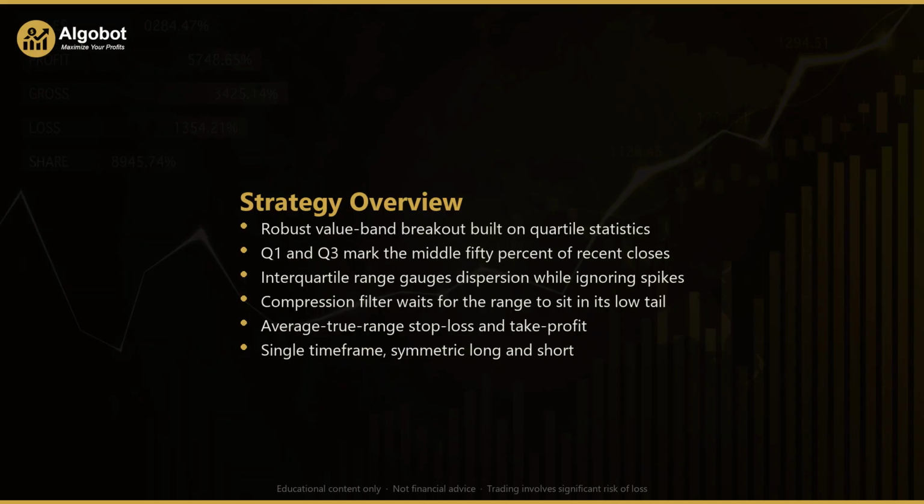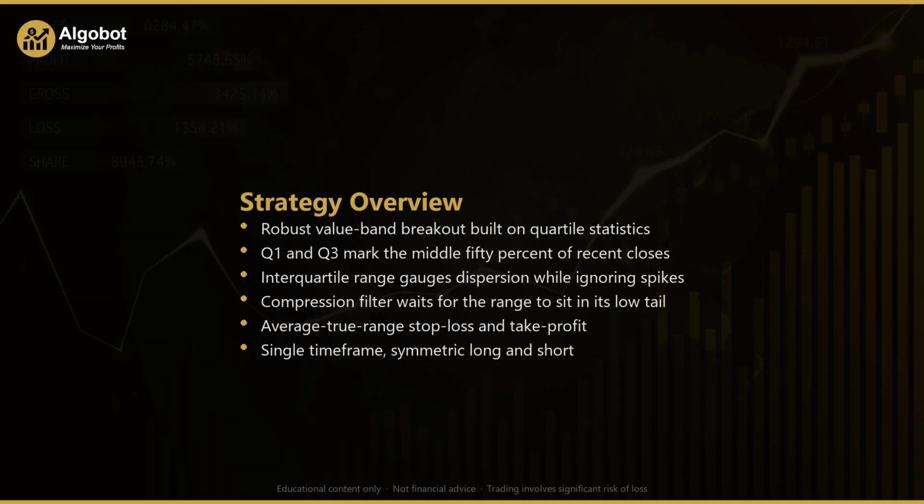Here's the idea in plain terms. The strategy looks at the last several dozen closes and finds the 25th percentile, called Q1, and the 75th percentile, called Q3. The band between them, from Q1 to Q3, is where the middle 50% of closing prices actually sat. That is the statistical value cluster, or fair value zone. The distance between them, Q3 minus Q1, is the interquartile range, and it serves as a dispersion gauge that quietly ignores the outer tails and the occasional spike.